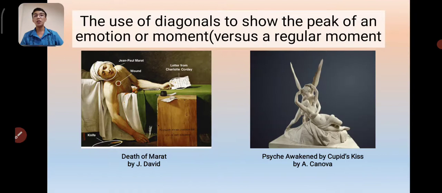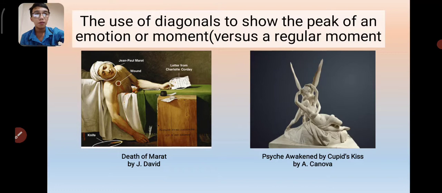Okay, the next is the use of the diagonals to show the peak of emotion or movement versus a regular movement. As you can see there, The Death of Marat by Jacques-Louis David also, and Psyche Awakened by Cupid's Kiss.